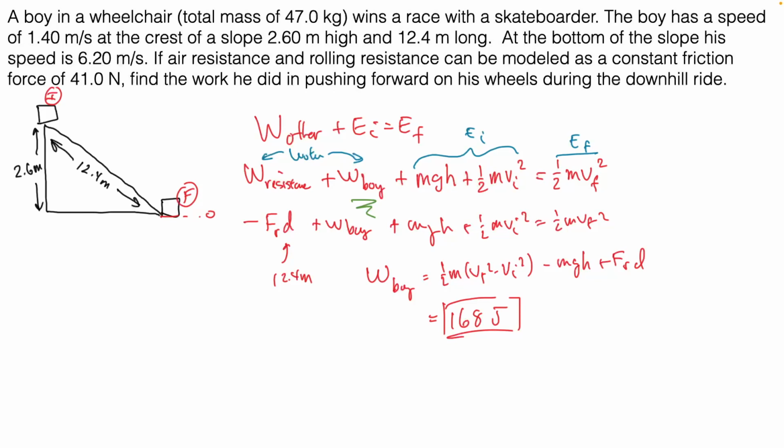What's that? Your initial speed and final speed? It's 1.4 at the crest of the slope. Oh, okay. Second line right there, and then he's going 6.2 at the bottom. Okay, I didn't see the one. Yeah, it's hiding up there on the side.